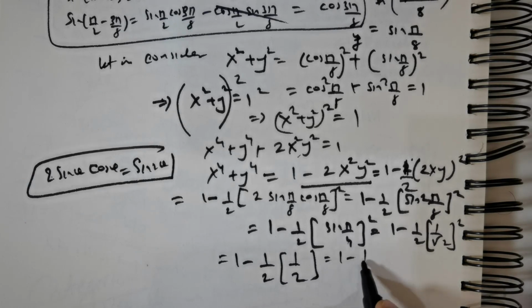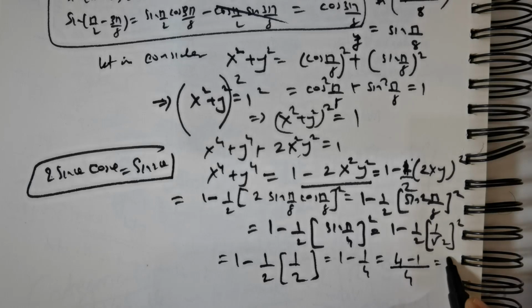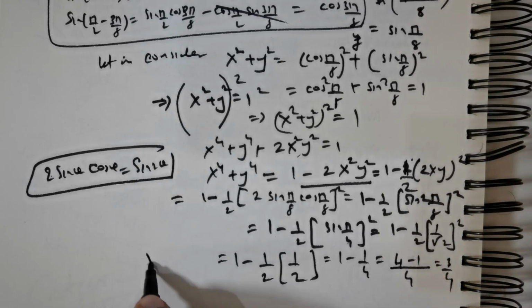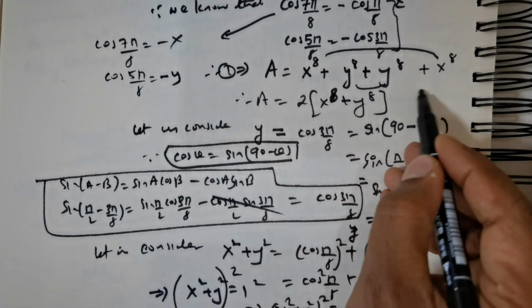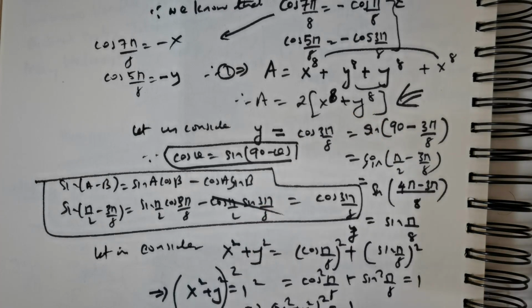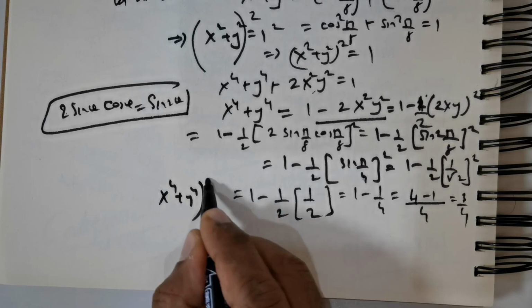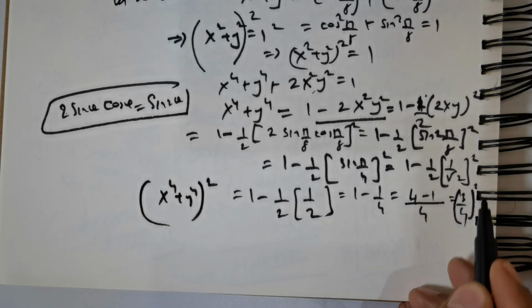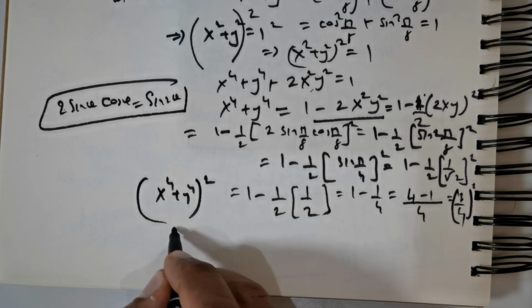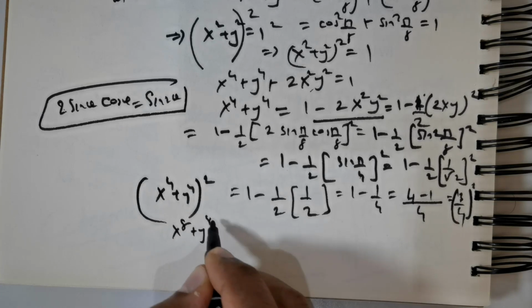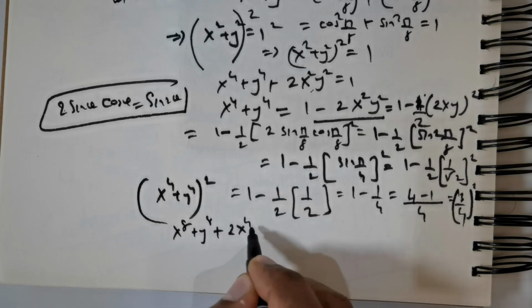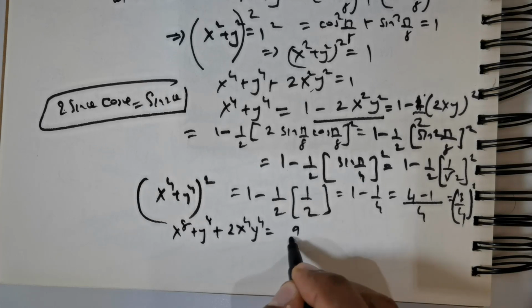Right, so this is going to be 1 minus 1 over 4, which is nothing but, LCM is 4, 4 minus 1, which is 3 over 4. So this is what we have got. Now on the left, we got x power 4 plus y power 4, but what is required is x power 8 plus y power 8. So for that, I want to square both sides. If I were to square both sides, this is going to be x power 8 plus y power 8 plus 2 times x power 4 y power 4 is equal to 9 over 16.